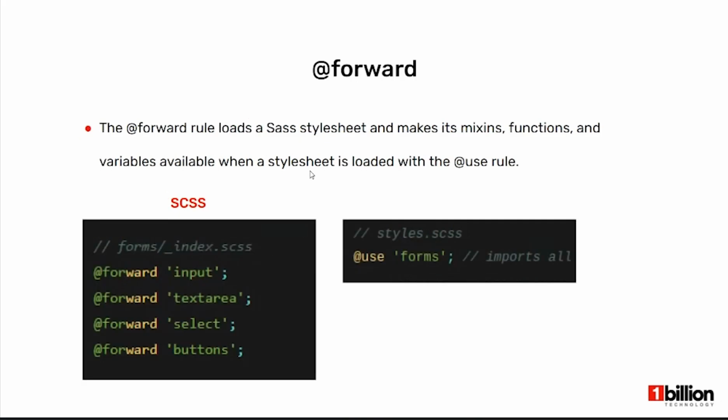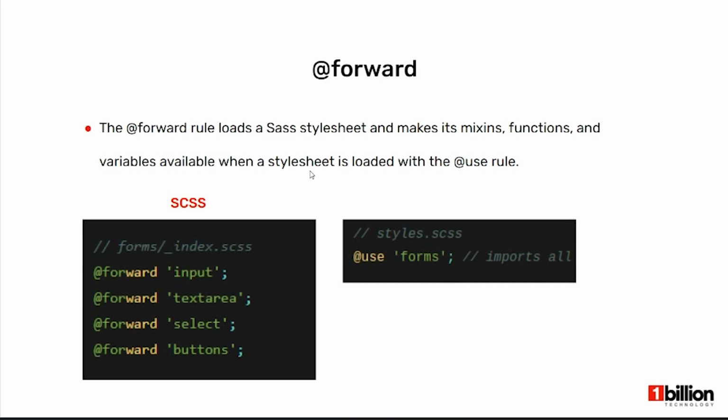And next, we move on to the @forward rule. As I explained earlier, the @use rule doesn't automatically pass members for future imports. If you want to pass members for future imports, we should use the @forward rule. For example, let's say you want to combine multiple SASS files and libraries into one file and use that file as a single entry point file. You can achieve this by loading multiple files into a single file using the @forward rule, and then loading that single file using the @use rule as shown in the example.